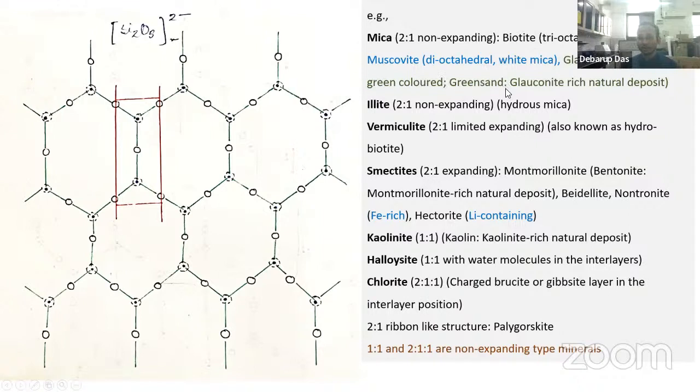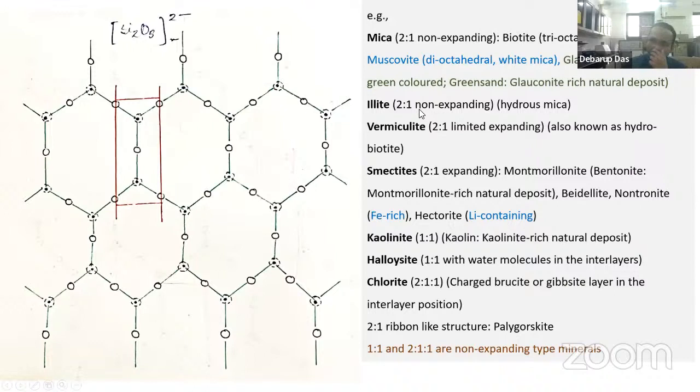Green sand is basically a glauconite-rich natural deposit. A question may be asked, which of the following is an iron-rich, green-colored mica? You will say glauconite. Which is the white mica? Muscovite. Which is the black mica? Biotite. Or a question may come, which of the following is a 2:1 non-expanding type mineral? You will say mica.